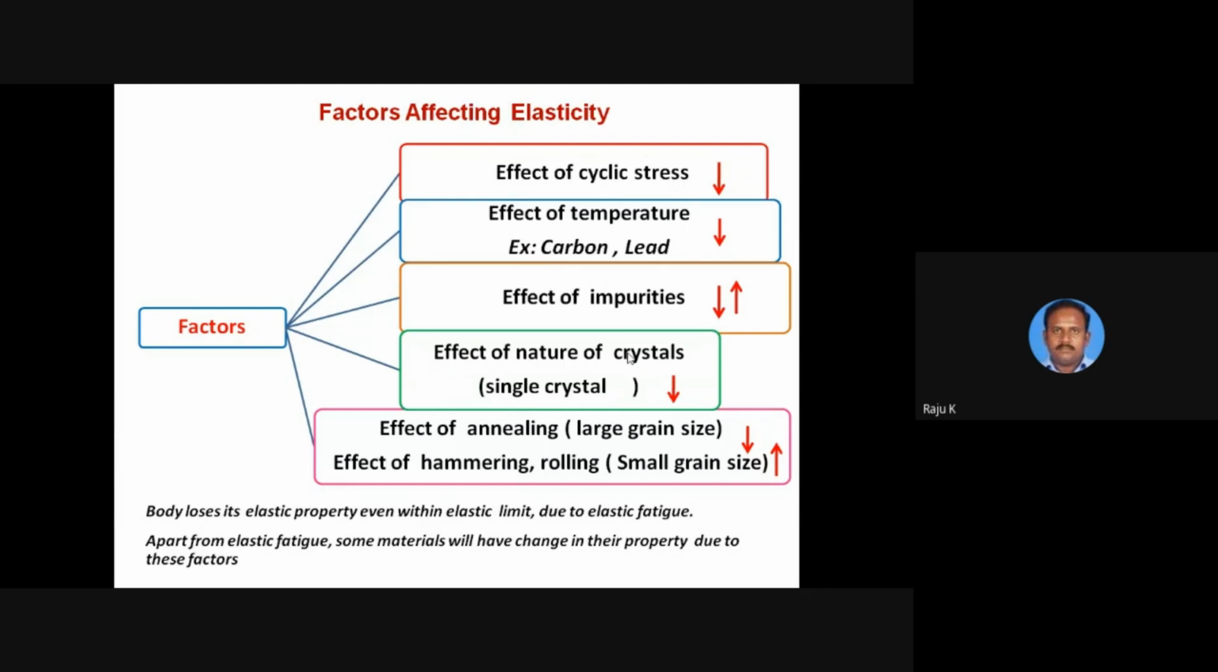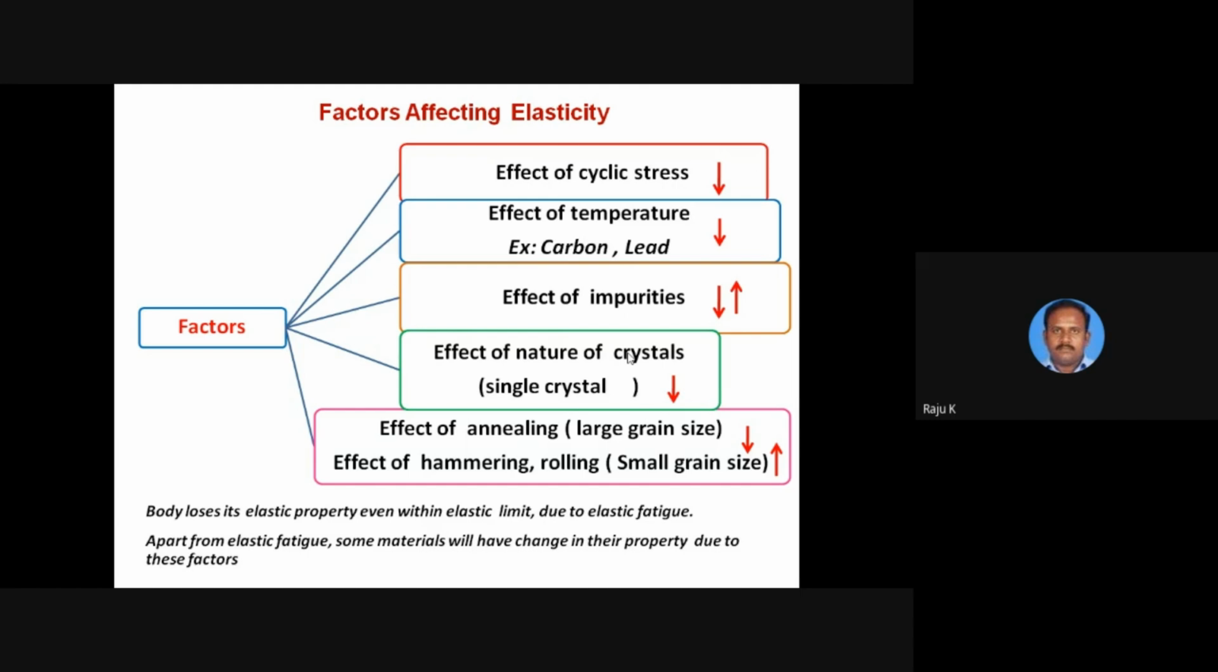And then the same can be hammered or rolled, which causes a division of that large-sized grain into small-sized grains further. That increases the elastic nature of the material. Am I right? So these are some factors that may affect the elasticity.